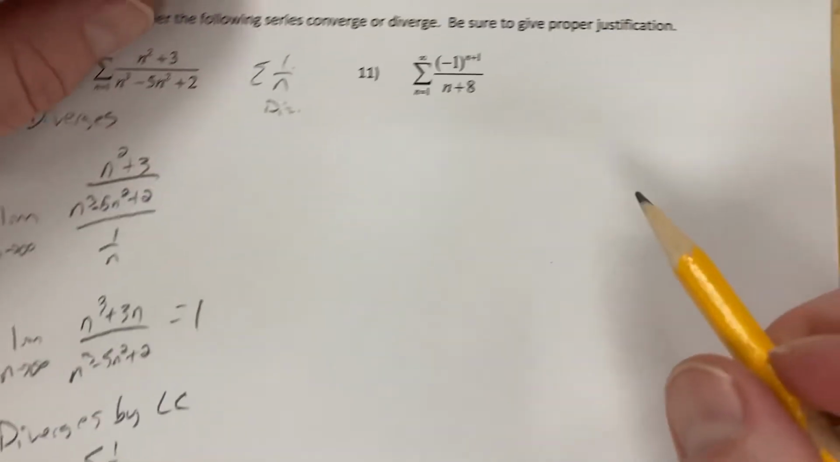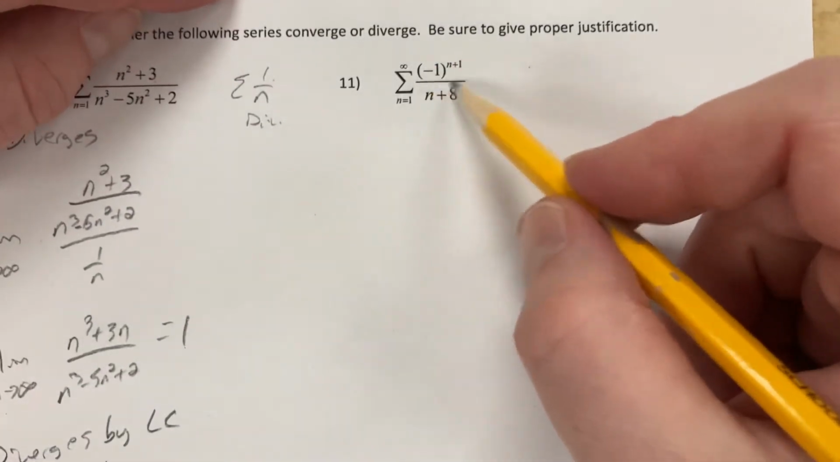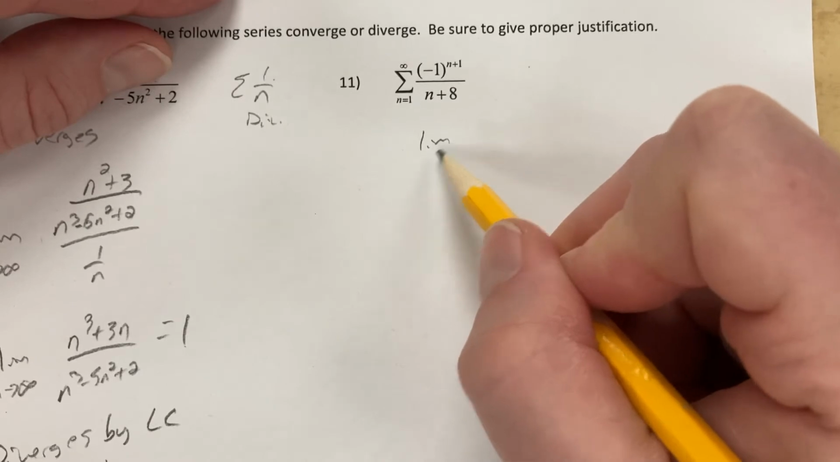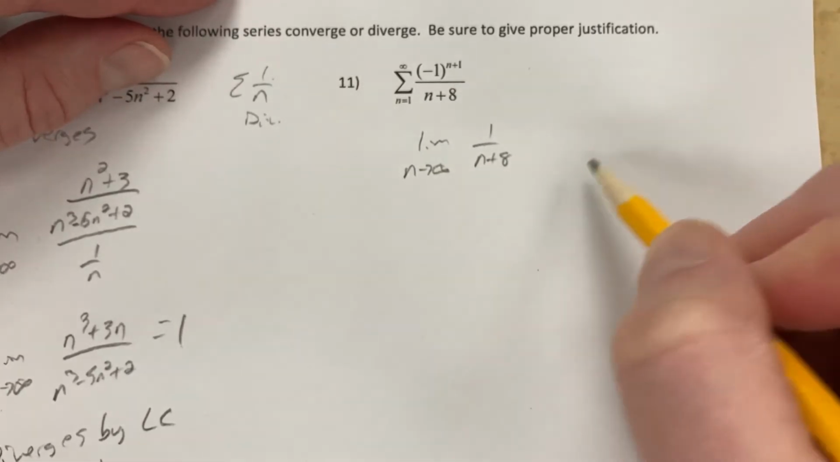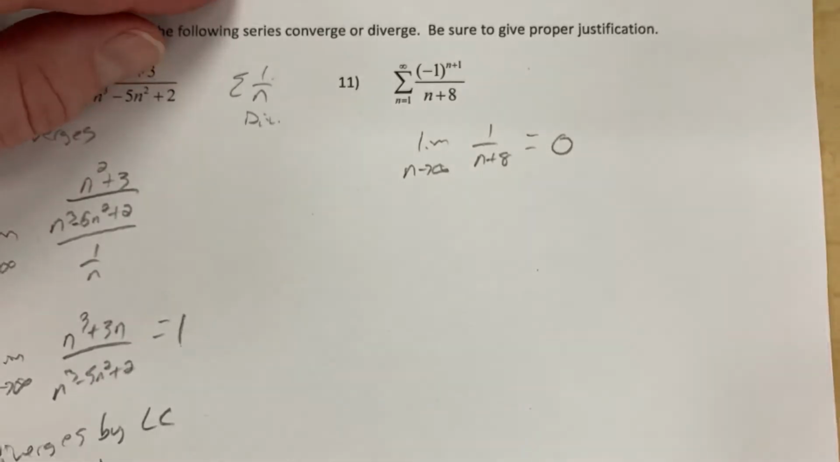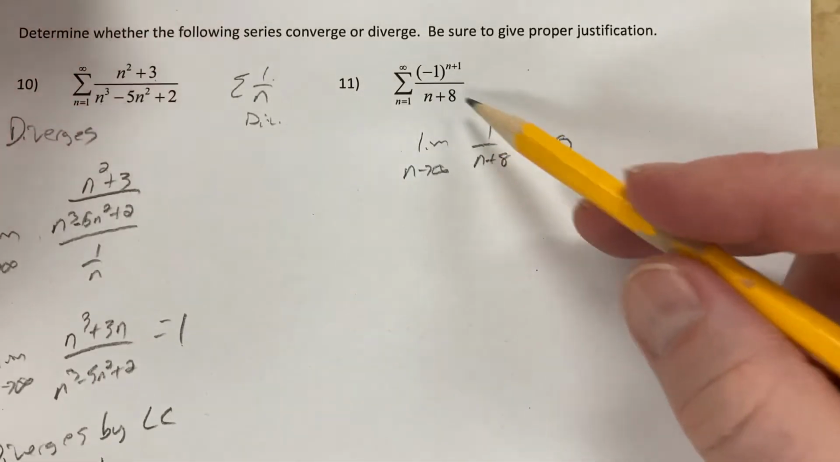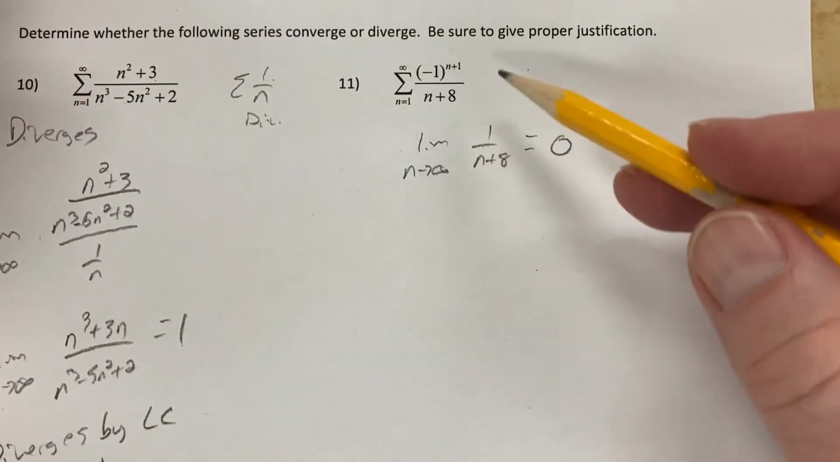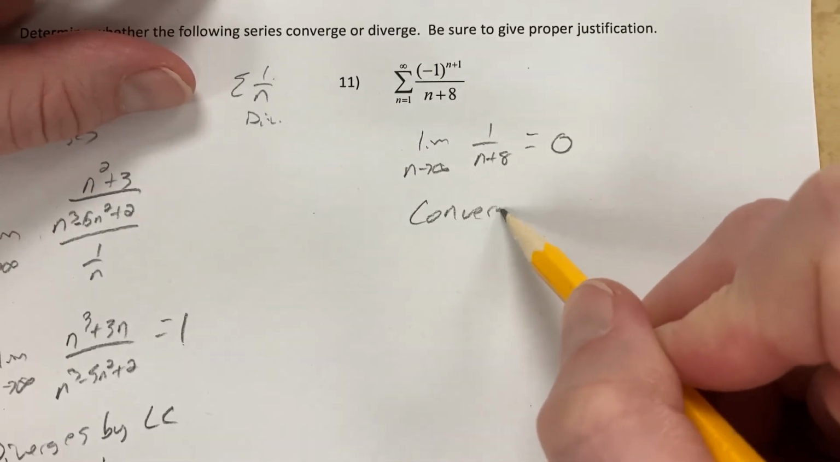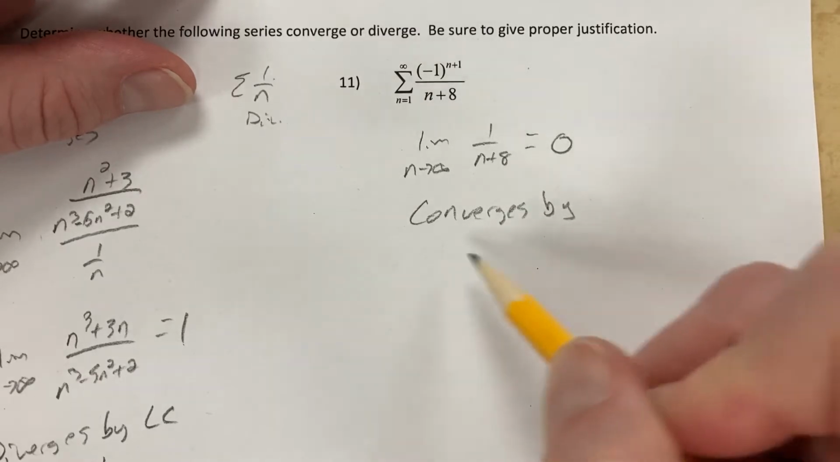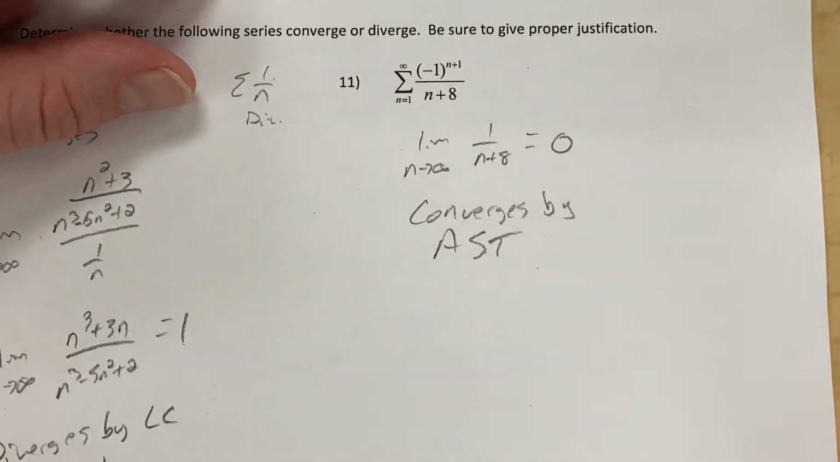Okay. Number 11, we see we have an alternating series. So right away, I'm going to take the limit as n goes to infinity of the sequence that the alternator is on, and that goes to 0. So I have a sequence that goes to 0 and will get smaller and smaller over time. So this converges by the alternating series test.